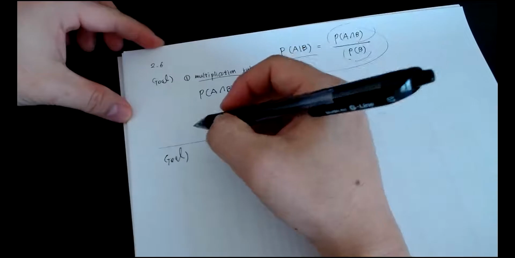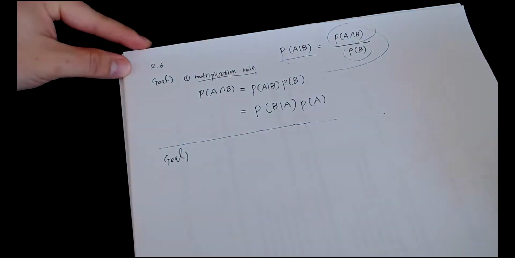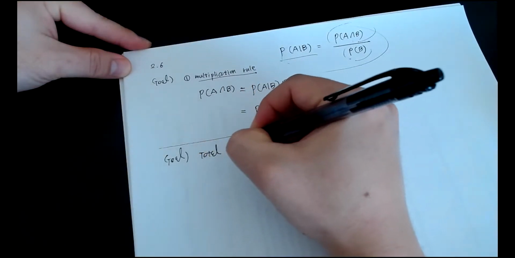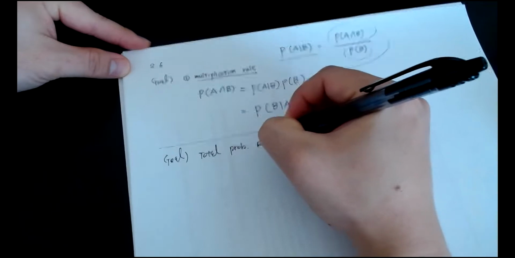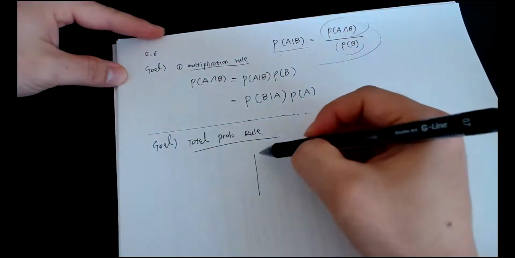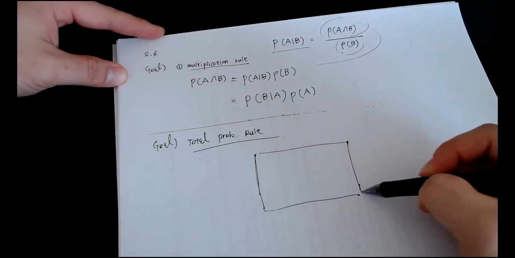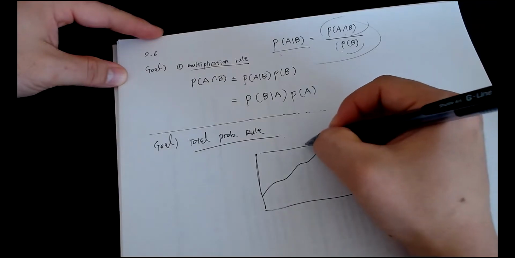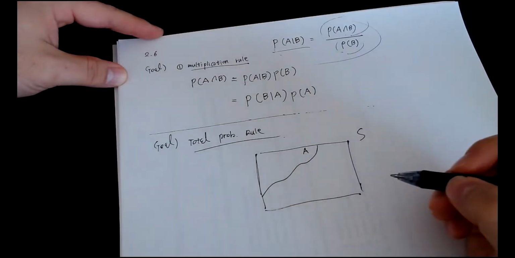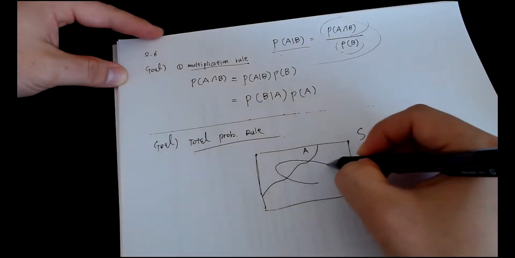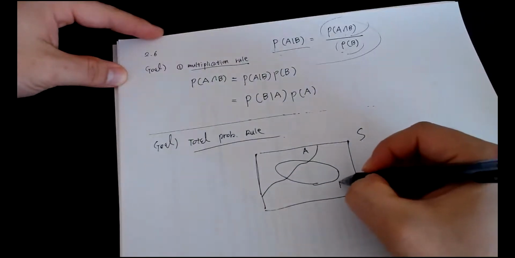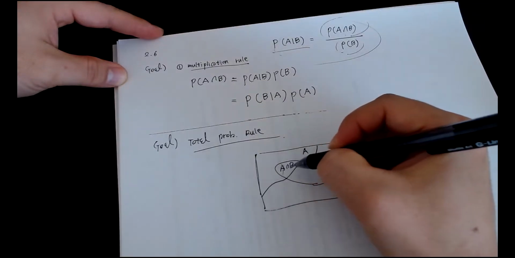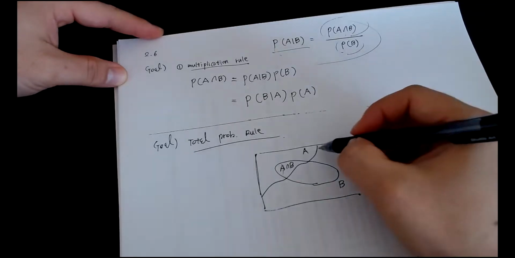The next objective is the total probability rule. Think about this one. Let's say this is the sample space, S, and this is event A right here. Then let's say B is like this. Then this part is going to be A intersection B.